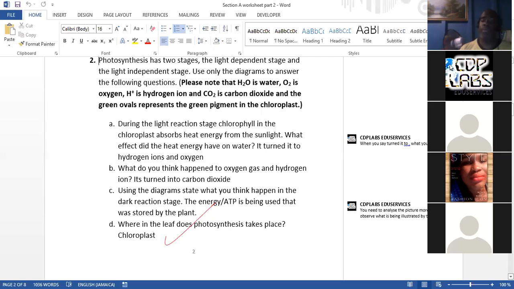Good. So you guys have to read the pictures properly. When you're able to read pictures, it builds your interpretation skills. All right. Now, where in the leaf does photosynthesis take place? And everybody knows the answer is chloroplast. Well, not everybody got the answer, right?